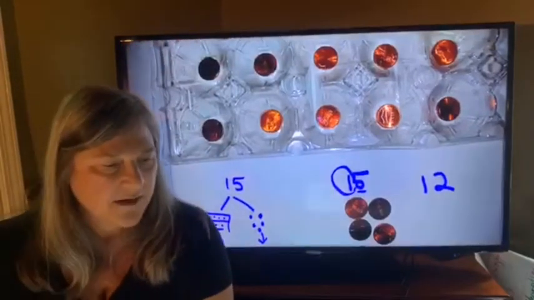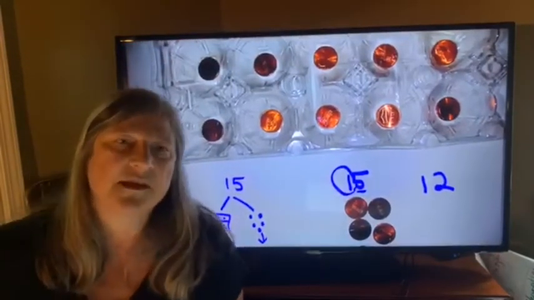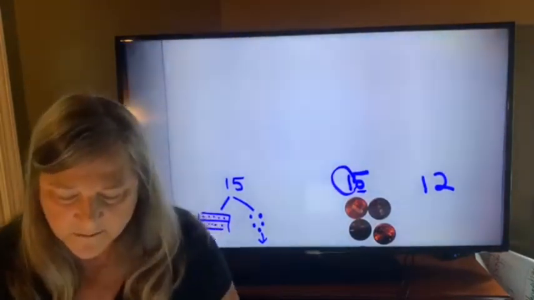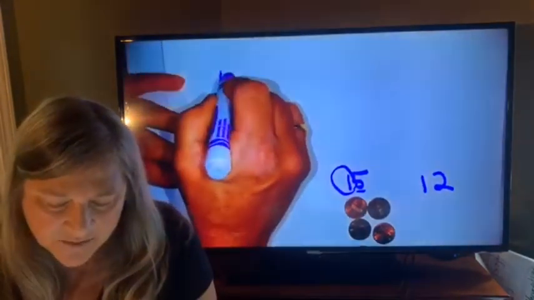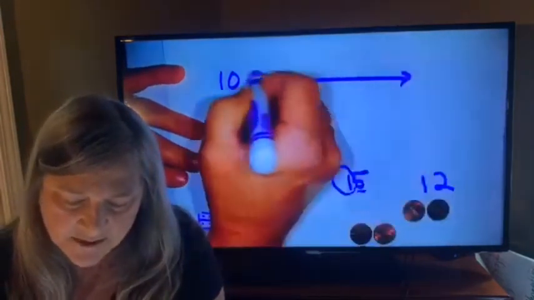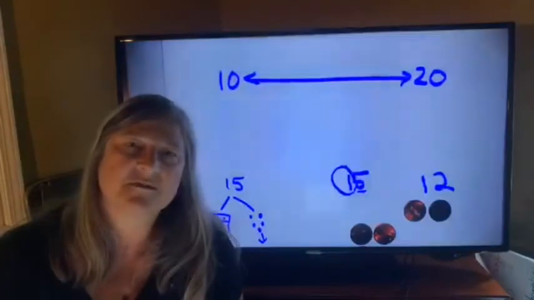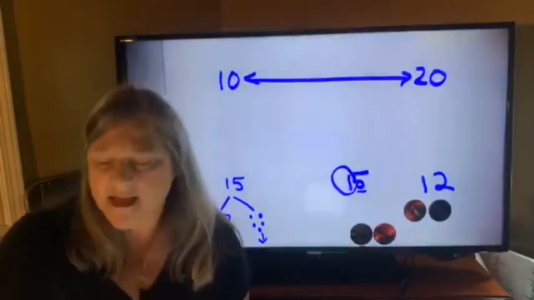So that component is working with and gaining an understanding of the value of these special kinds of numbers that they work with in kindergarten, all these numbers between 10 and 20. Those are really special numbers, and we need to spend some considerable amount of time on that.